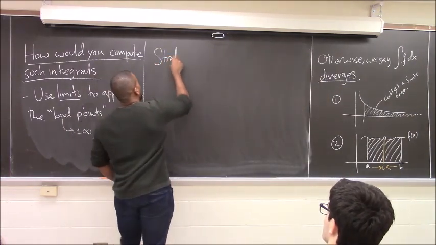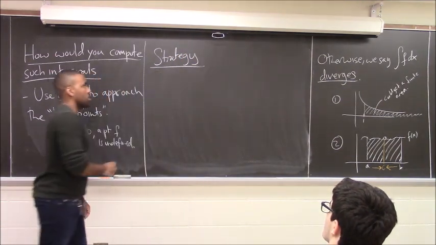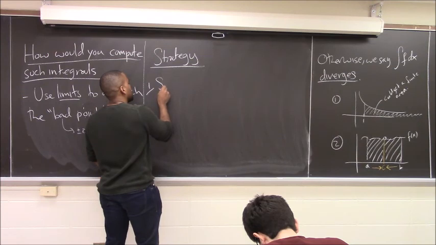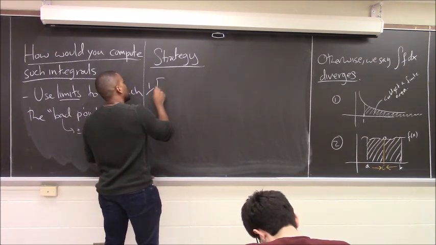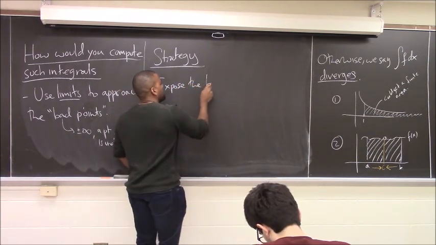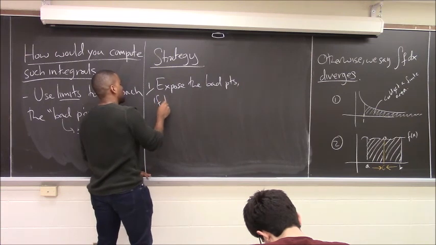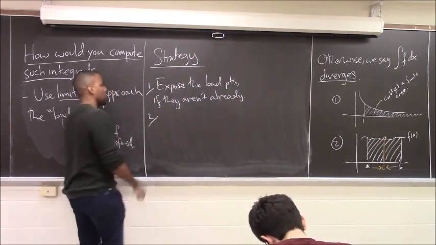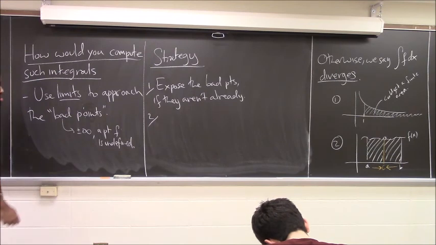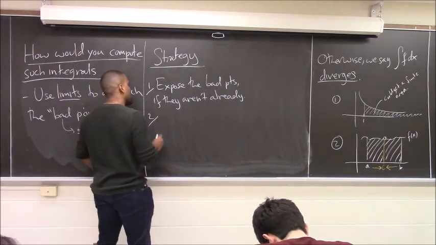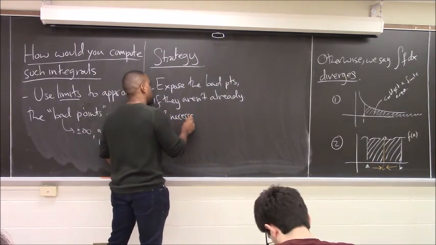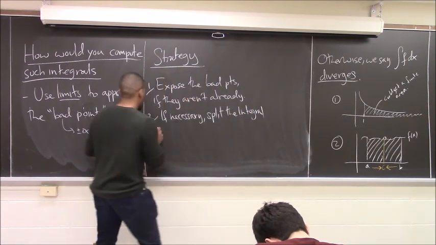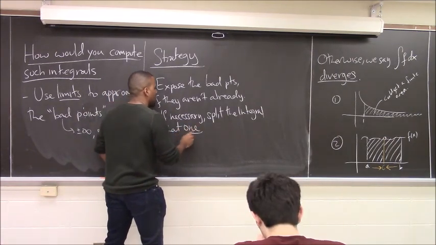So the strategy here. One, when you have an improper integral, expose the bad points if they aren't already. Two. A couple classes ago I mentioned that we can actually split up an integral over some interval. And so what we can do is, if necessary, split the integral so that one bad point appears.